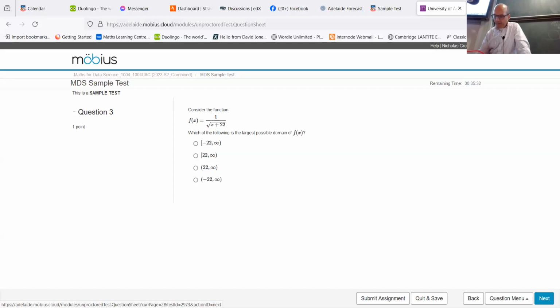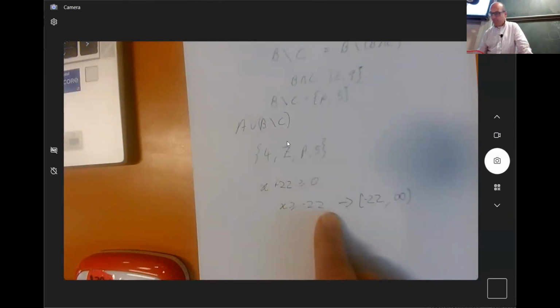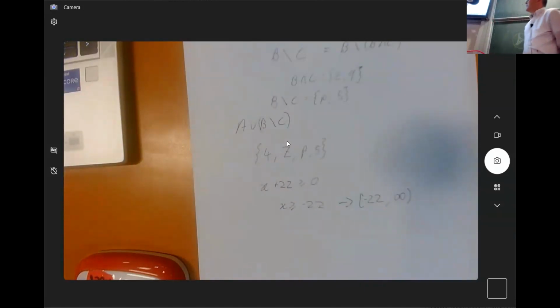At that point in time, I notice that all of these options are written in interval notation. And so I'm going to try and write this in interval notation. And I'm going to show you that in a second, because that will make a lot more sense. So you can see, start with x plus 22 greater than or equal to 0. Just a simple rearranging. Then I write that set in interval notation. Okay, so that's for the square root.